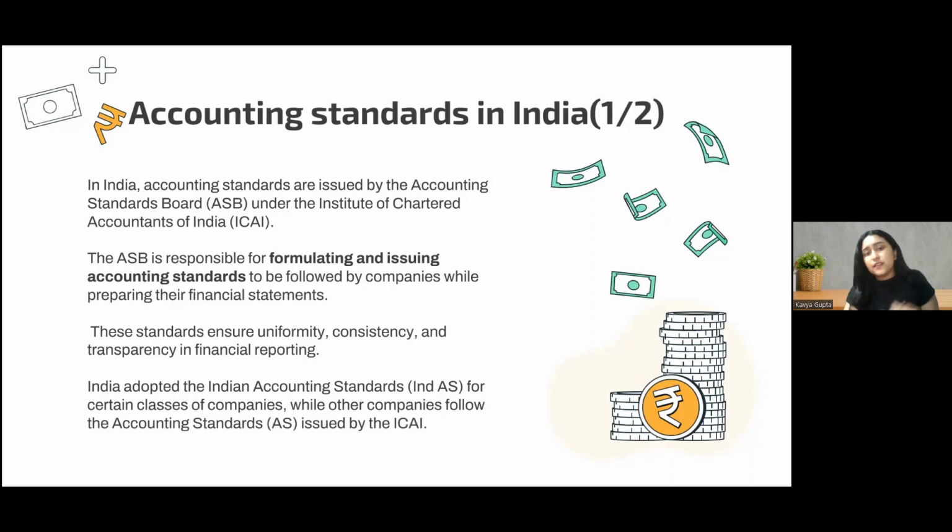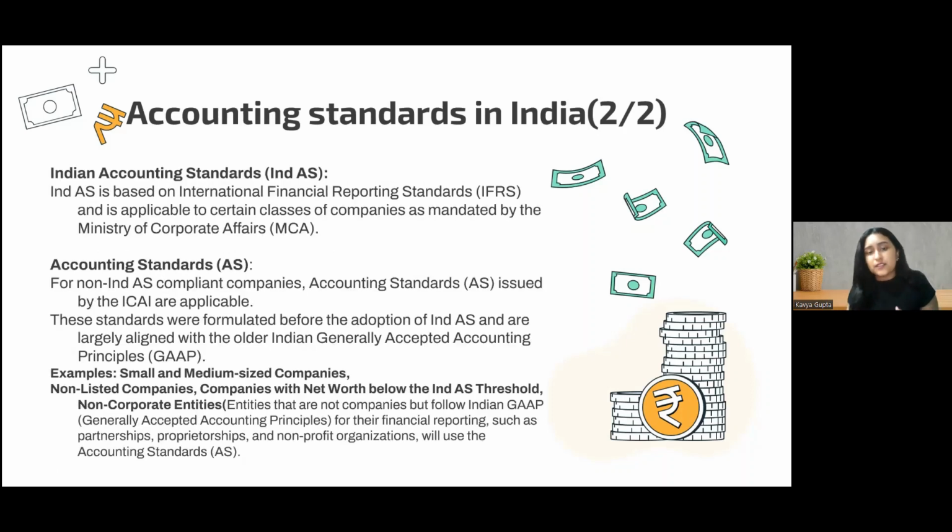India adopted the Indian Accounting Standards for a certain class of companies, while some of the companies also follow the accounting standards which are issued by ICAI, that is the Institute of Chartered Accountants of India. Now let us study more of which companies follow the Indian Accounting Standards and which ones follow the accounting standards. So more than 80-90% of the companies which are listed or public would follow the Indian Accounting Standards, which means that they would follow the standards as per the IFRS.